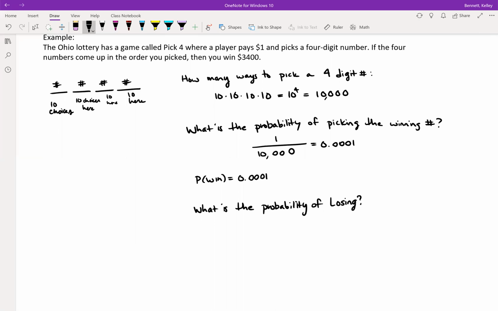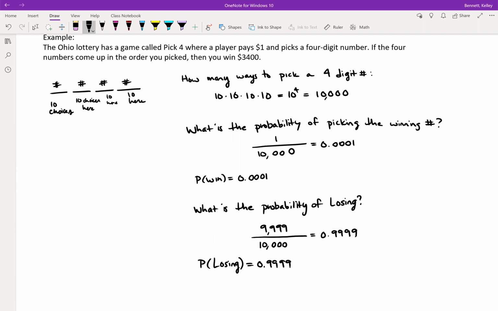So let's talk about losing a little bit. The probability of picking the wrong number. Well, there's 9,999 wrong numbers out of 10,000 total numbers. And so you're going to get 0.9999 as your probability of losing. So the probability of losing equals 0.9999. So it's not looking good for you, but you know what? It only cost $1.